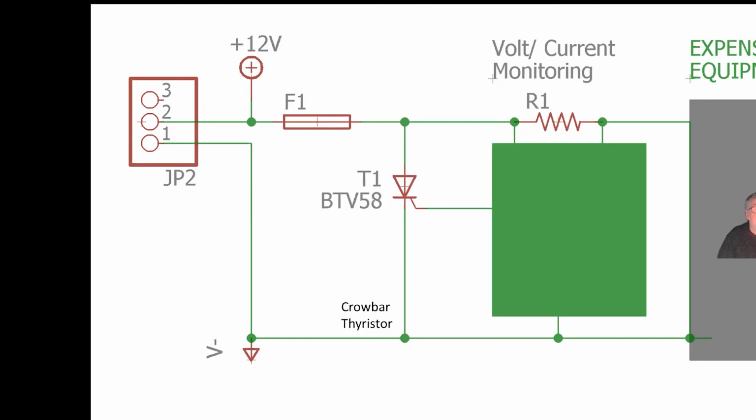T1's a thyristor, a silicon controlled rectifier. And when T1 conducts, it will blow fuse 1. It's like putting a crowbar across the tracks. And so it's called a crowbar protection circuit, a crowbar thyristor. And what happens is you detect bad things are happening and you just destroy the fuse.